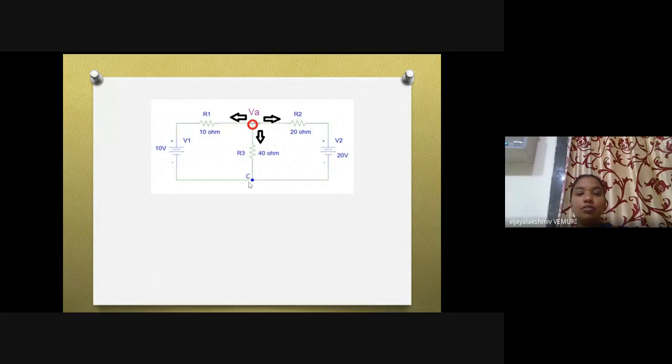Then what about this node? This node is called the reference node. Why is this called the reference node? If you just observe, this is a negative. This is also a negative, and this is another 40 ohm resistor's other end. So this connection, this connection, this connection is called a reference node. Why is this called a reference node?